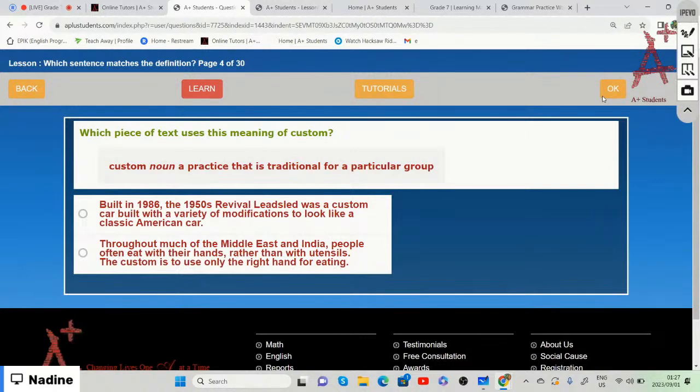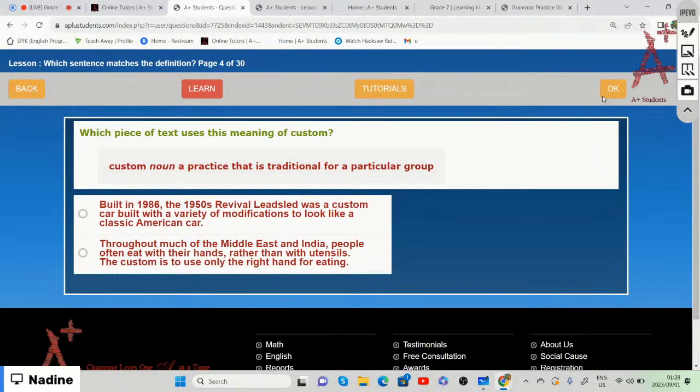So that is custom. It's a practice that is traditional for a particular group. So built in 1986, the 1950s revival led sled was a custom car built with a variety of modifications to look like a classic American car.